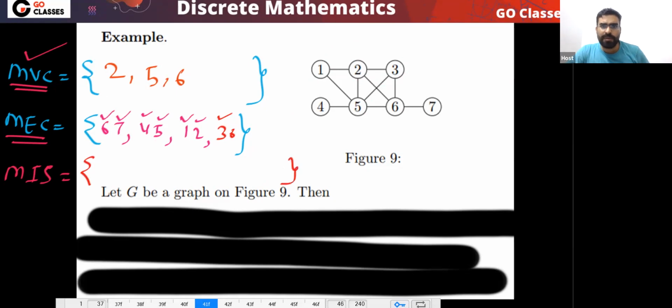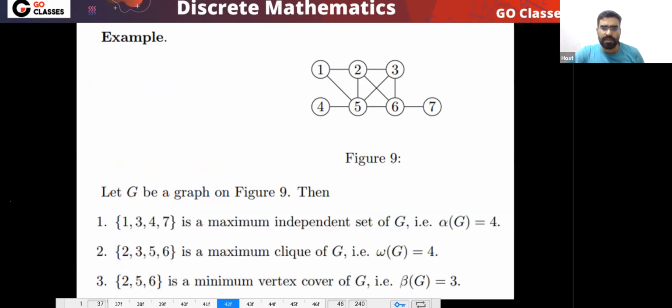And what is the maximum independent set? I want an independent set. So I can take this 7. I can take 3. See, this is a complete graph. So how many can I take from this? Only one I can take. So I can take 7. I can take 3. Then I can take 1. Then I can take 4. So this is the maximum I can create. Yes or no? Very simple. So remember, this is your maximum independent set.